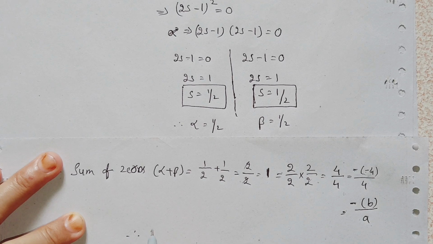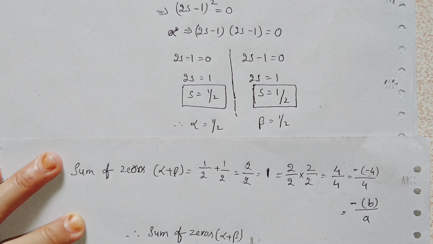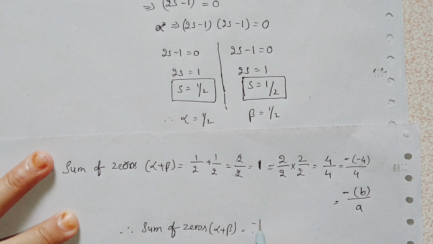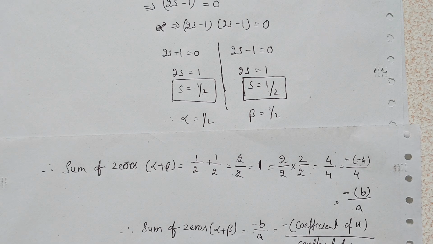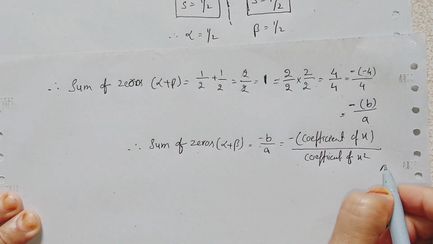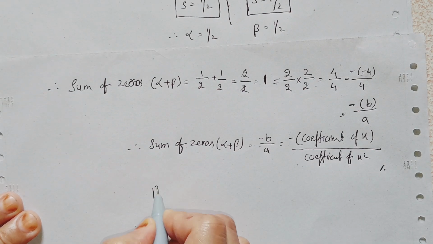Therefore, I got sum of zeros, which is alpha plus beta equal to minus b by a, which is coefficient of x divided by coefficient of x square. So in the same way we have to do the product also.